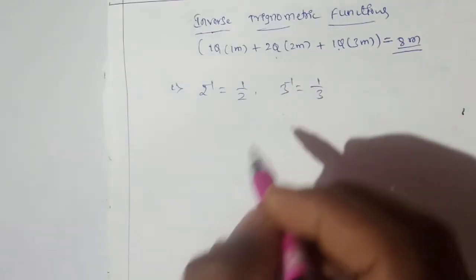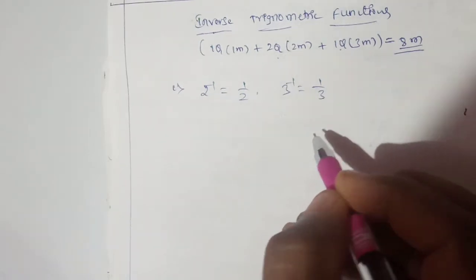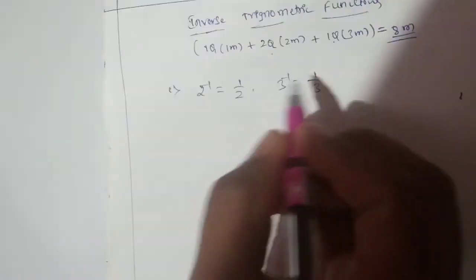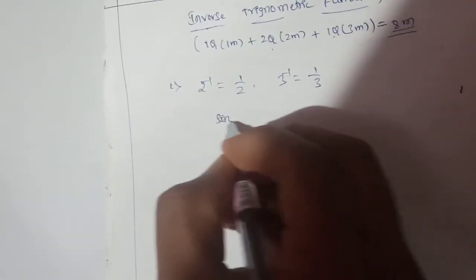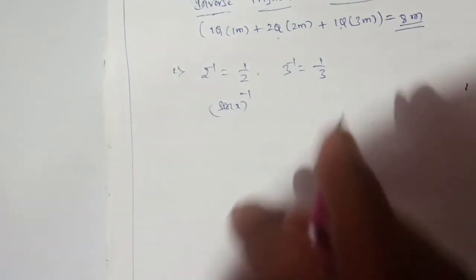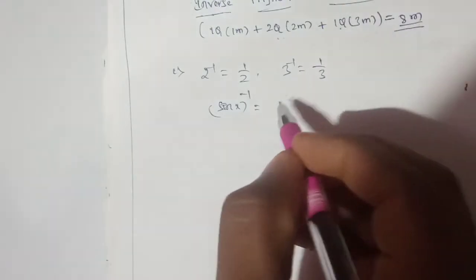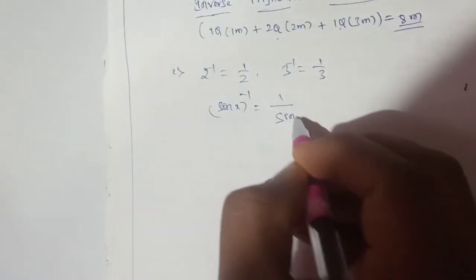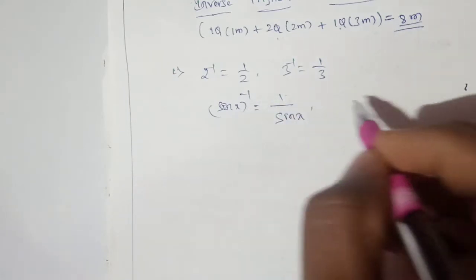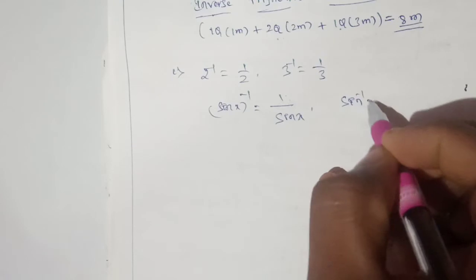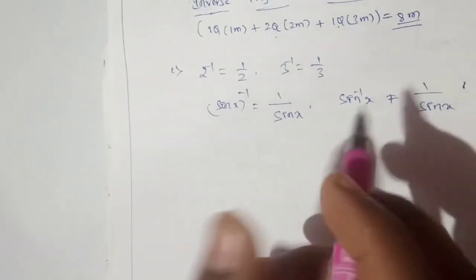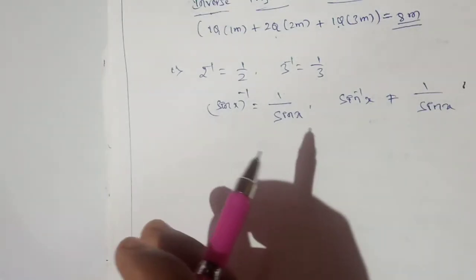But in case of trigonometric functions, sin x whole inverse is equal to 1 by sin x. But sin inverse x cannot be equal to 1 by sin x, which is the main difference in inverse trigonometric functions.